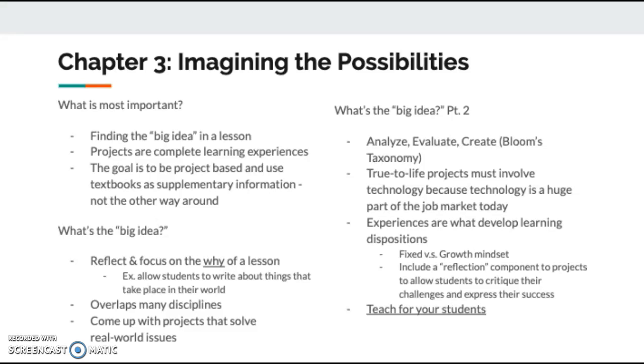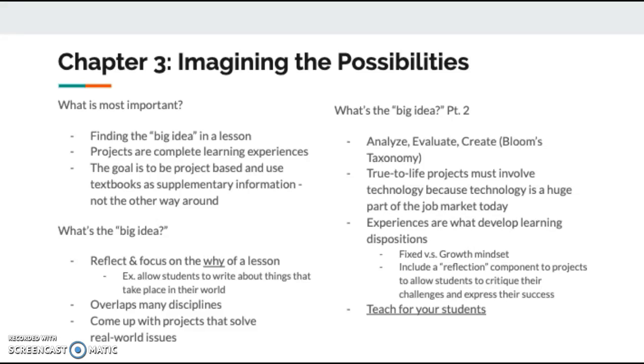You want to analyze, evaluate, and create, and that's from Bloom's taxonomy. So you want to dive deeper into that. And then you want true-to-life projects that must involve technology, since technology is such a huge part of our culture today, the job market, the students' lives. You want to include that as much as possible, and not just slideshows, but YouTube videos, podcasts, things like that.